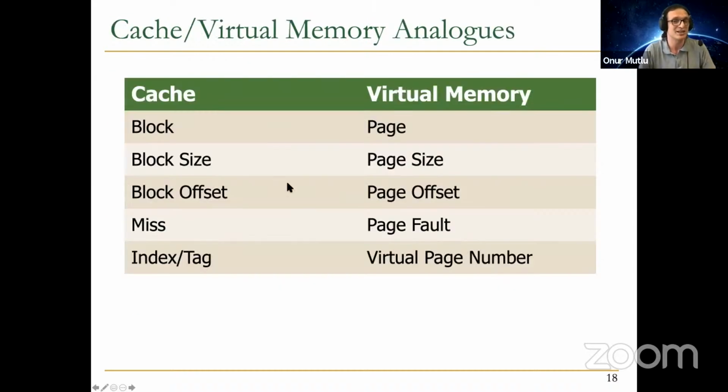In fact, you can do this analogy. Cache block is a virtual memory page. Cache block size is the virtual memory page size. Cache block offset is the virtual memory page offset, as we will see. A cache miss is a page fault in virtual memory. Cache index and tag bits are decided by the virtual page number in virtual memory, as we will see.